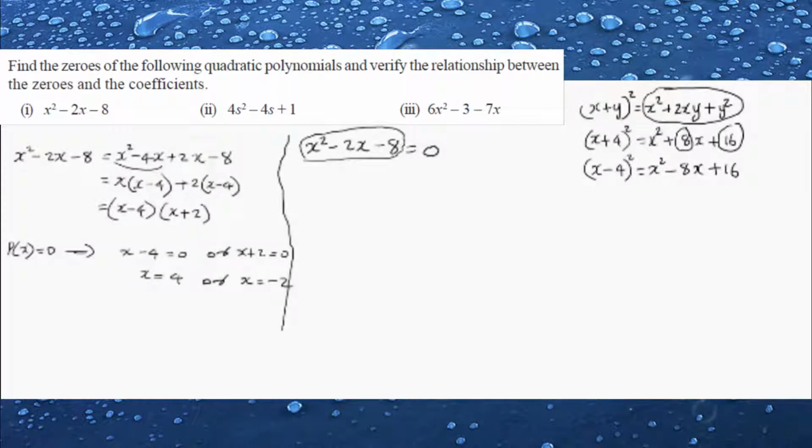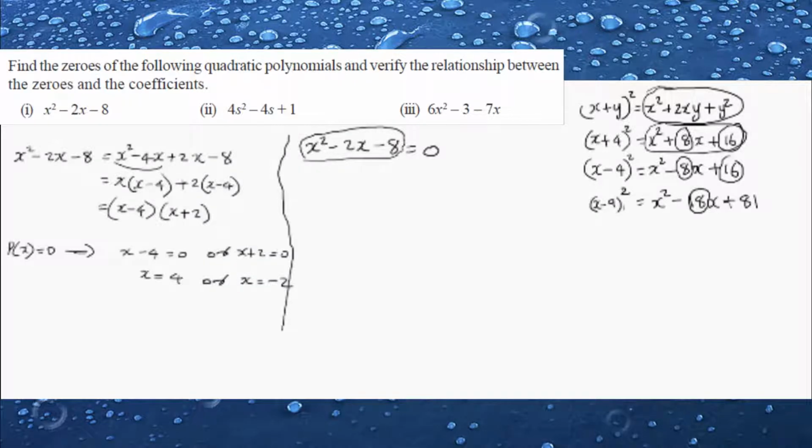Here there is a relation. The coefficient of x is 8 and the constant term is 16. The relation is: the square of half the coefficient of x should be the constant term.